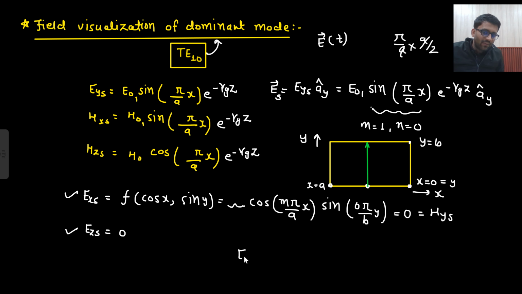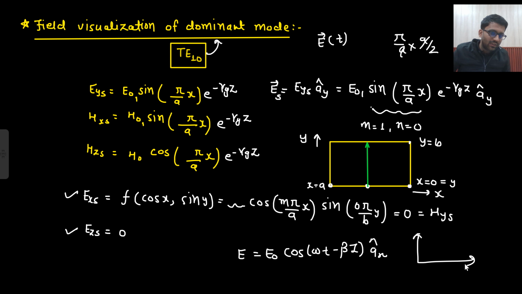If you remember our EM wave, what did we used to write? E0 cos(ωt − βz) ax cap. What did I used to say? The field is propagating in the z direction, but it is dancing in the x direction. That means if this is your z and this is your x, your field will be something like this, and it will be propagating in the z direction. If you remember the animation, the field was dancing like this and propagating in the z direction. The same thing is happening here.